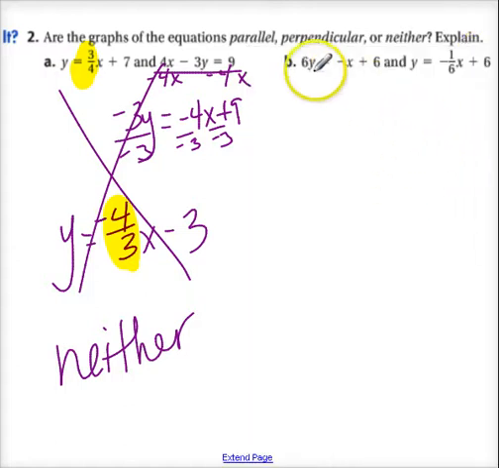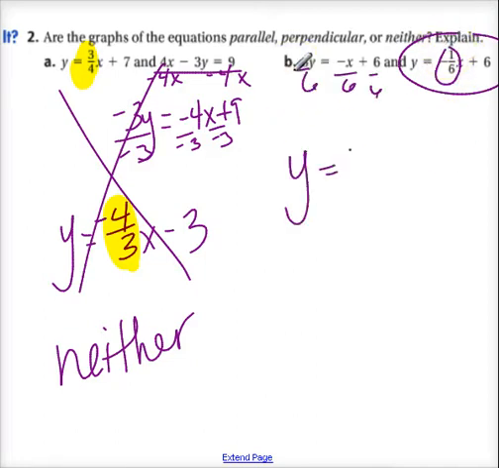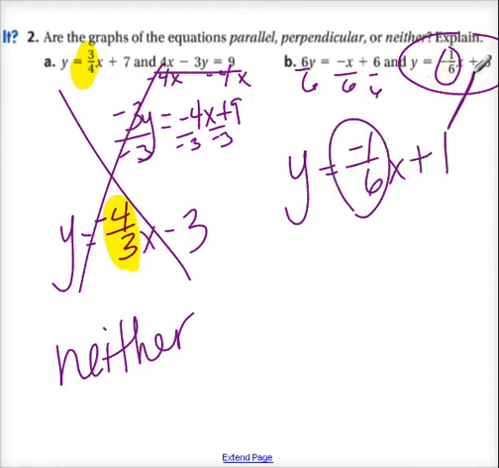Okay, one more example. This one's already done for me. Negative 1/6 is my slope. I'm going to divide everything by 6 over here. I have y equals negative 1/6 x plus 1. Notice I have the same slope, different y-intercepts. These lines are parallel.